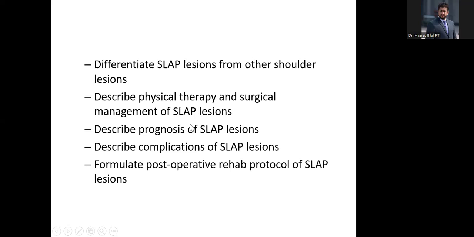We will talk about the prognosis of the SLAP lesion. Specifically, we will discuss it in terms of the evidence: after the surgical procedures, what are the outcomes? There were good results, there were bad results. So what is the prognosis of the SLAP lesion after surgical repair? We will talk about the complications of the SLAP lesion, and then we will talk about the post-operative rehab protocol of the SLAP lesion.